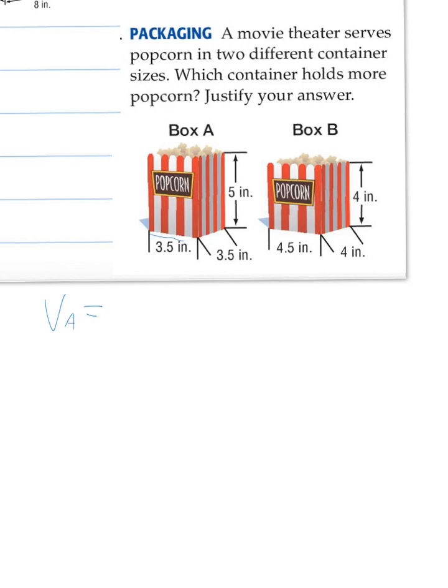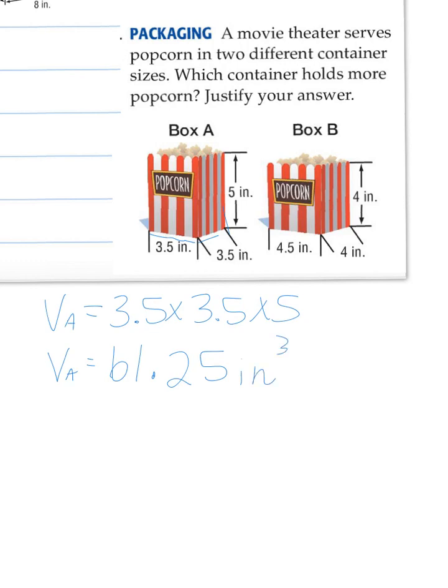So the length times the width times the height. So 3.5 times 3.5 times 5. Plug this into your calculator or do your long multiplication. Okay, 61.25 inches cubed, so that's how much box A holds.